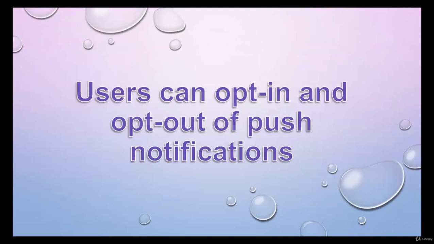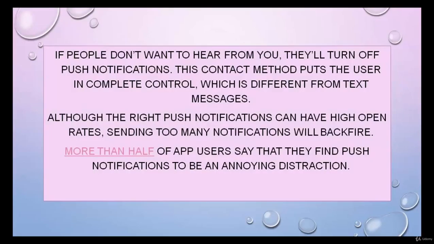Users can opt in and opt out of push notifications. If people don't want to hear from you, they'll turn off push notifications. This contact method puts the user in complete control, which is different from text messages. Although the right push notification can have high open rates, sending too many notifications will backfire. More than half of app users say that they find push notifications to be an annoying distraction.